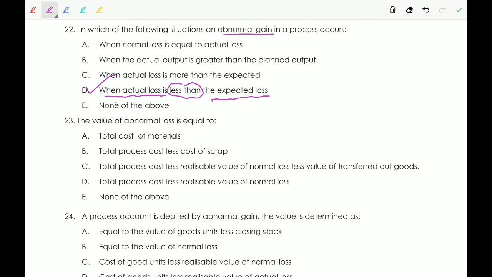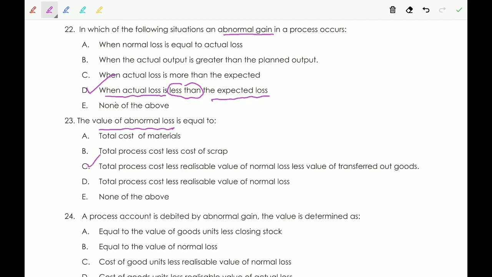Next, 23. The value of abnormal loss is equal to what? A, total cost of materials. B, total process cost less cost of scrap. C, total process cost less realizable value of normal loss less value of transferred out goods. We are asking for the value of abnormal loss, so this is the answer.